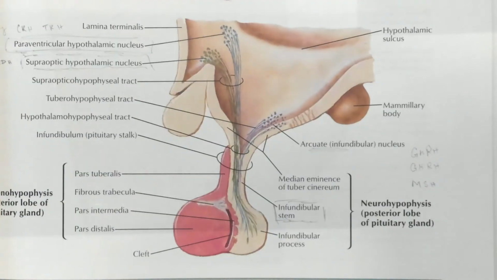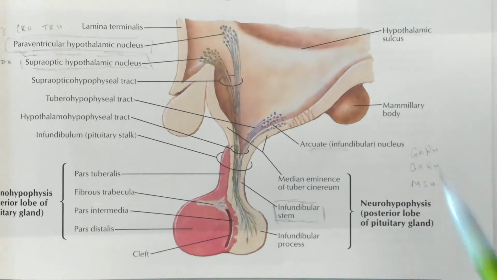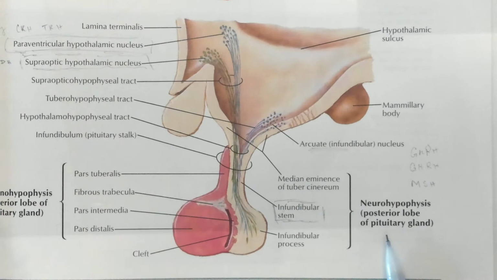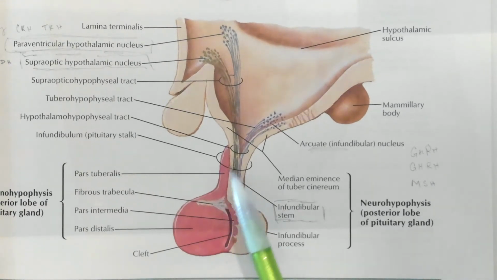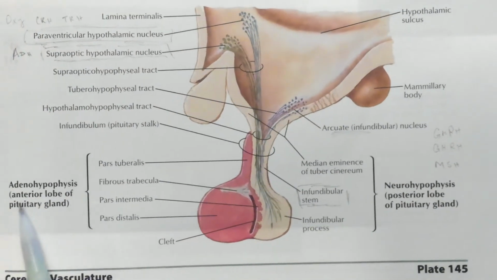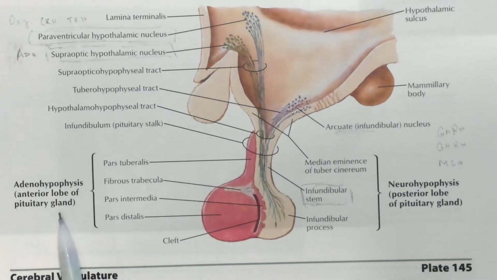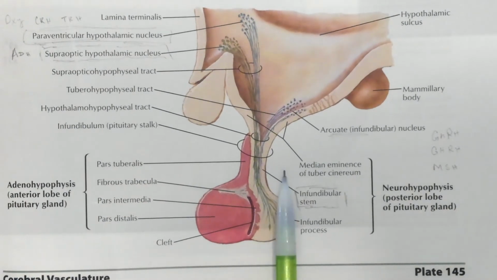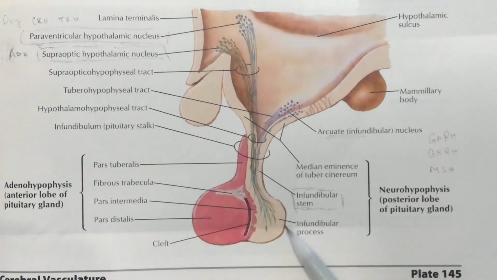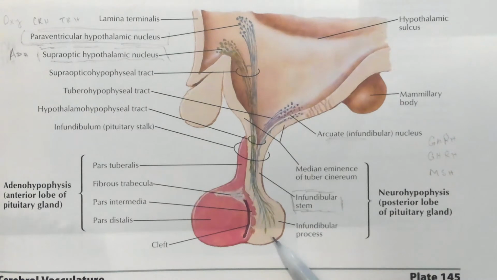And why this is important is because you can see that the axons are actually only going to the neurohypophysis, otherwise known as the posterior pituitary gland, whereas they are not traveling or connecting to the adenohypophysis, otherwise known as the anterior pituitary gland. And that's really important because what we're going to find out is that the posterior pituitary gland does not make hormones.